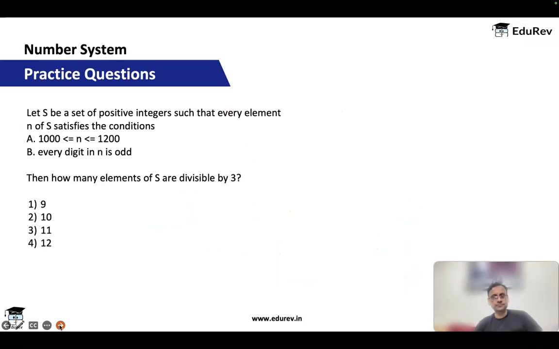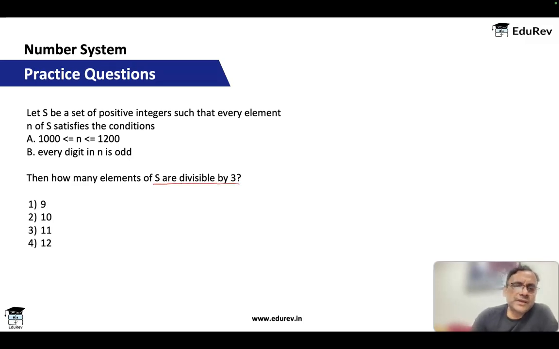Great. Let's look at one more question. Let S be the set of positive integers such that every element n of S satisfies the condition that n is between 1000 and 1200. Every digit in n is odd. Every digit is odd. Okay. Then how many elements of S are divisible by 3?